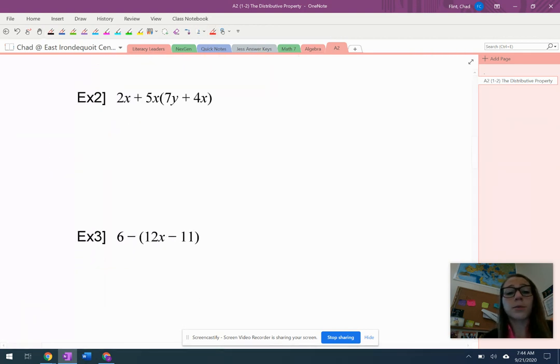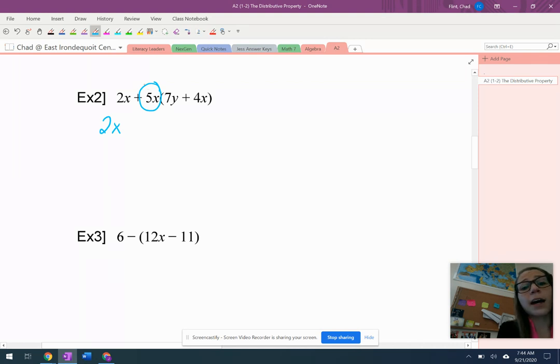So let's take a look at example 2. Here, if your immediate reaction is to add the 2x and the 5x, that is not what you start with. First, you need to do that multiplication. Remember, multiplication comes before addition in order of operations. So we need to multiply this 5x by both pieces inside those parentheses. A little bit different here because we've got some variables. So before I do that, I'm just going to carry down this 2x.